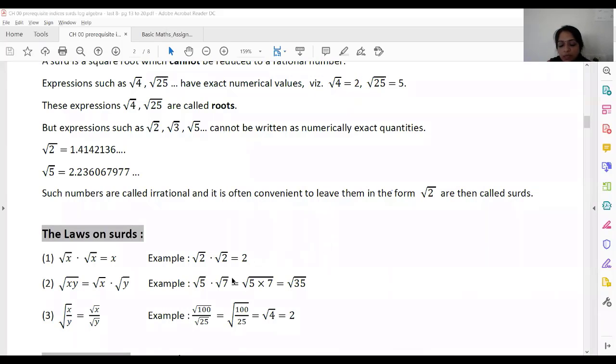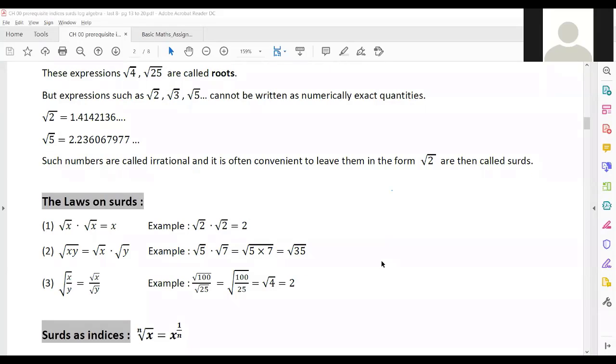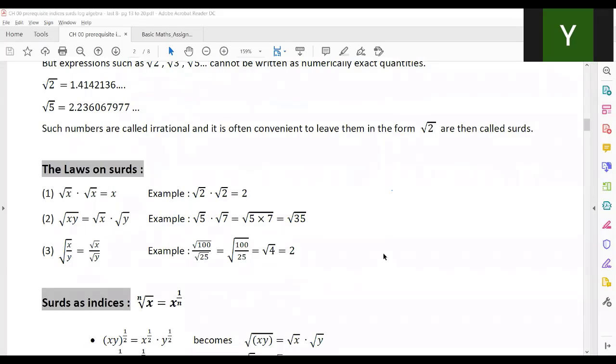Can anyone tell me the answer for the square root of 18? Just simplify the square root of 18. The answer is 3 root 2. Okay, right. And what about the square root of 28? It is 2 root 7. Perfect. 2 root 7. Very good.